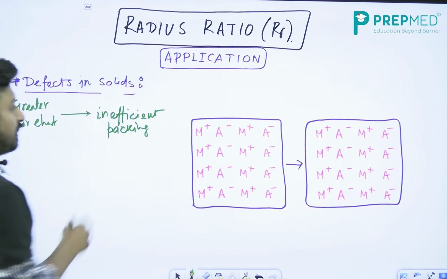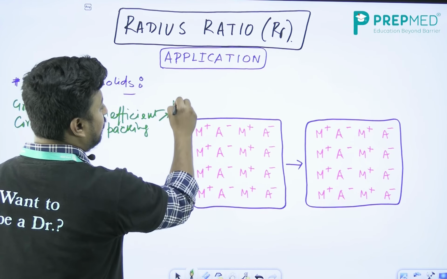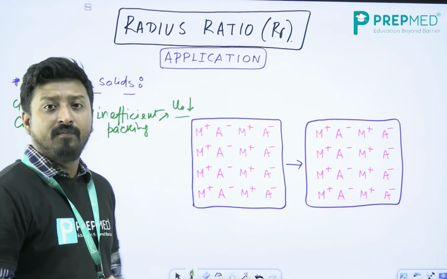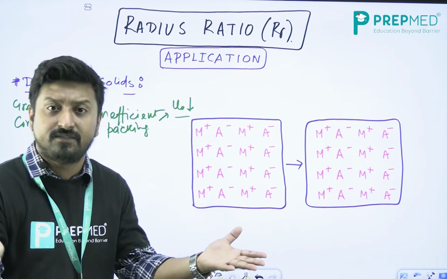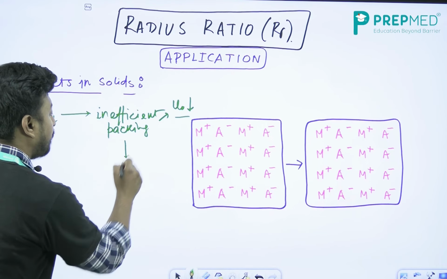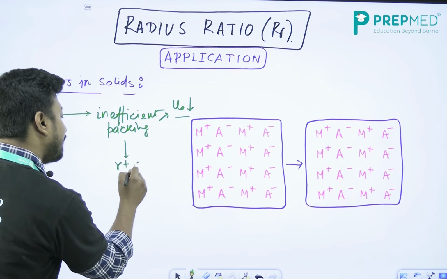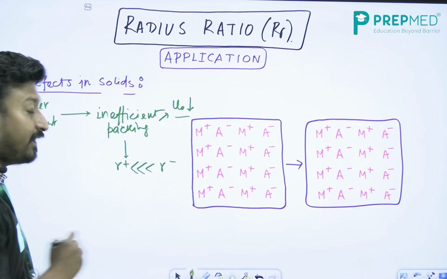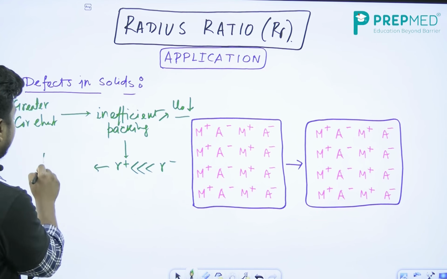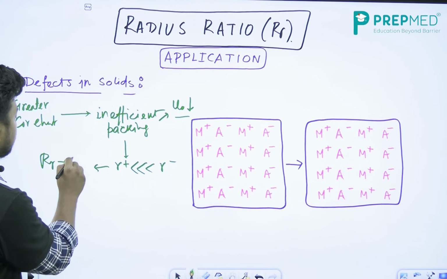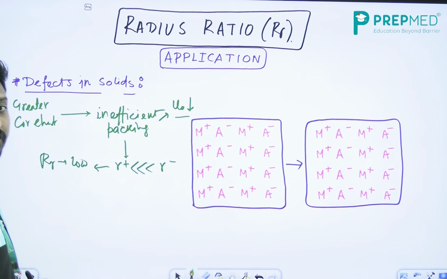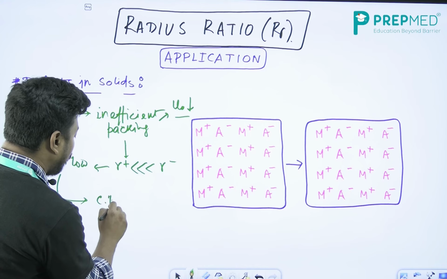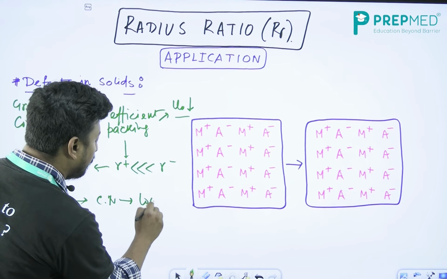Inefficient packing, which is basically nothing but very low lattice energy. Very low lattice energy, right? Because if you provide some amount of energy, the lattice will break. So if it is inefficient packing, then we can say the radius of the cation is very, very less than the radius of the anion. Now, if this is true, the radius ratio is very low. And if the radius ratio is very low, then the coordination number also will be very low.